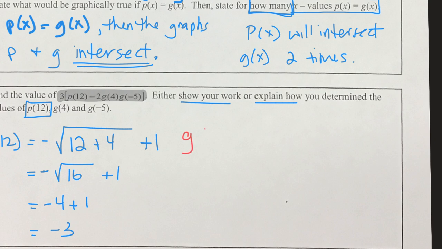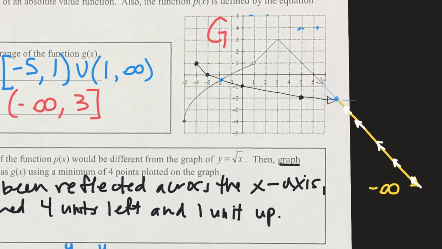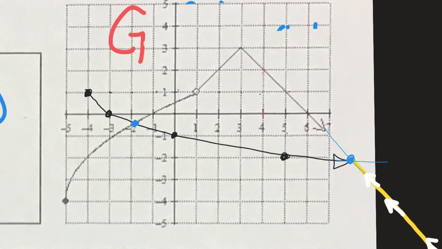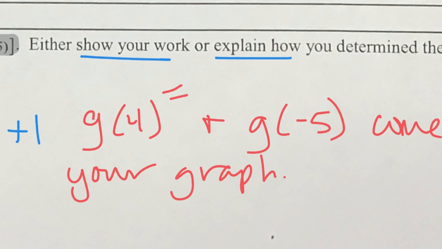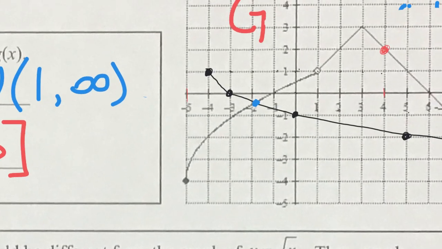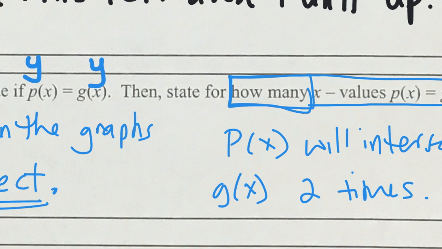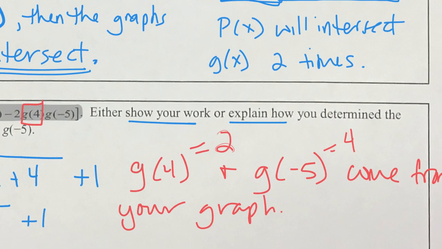Now, what about G of 4, right? G of 4 and G of negative 5 come from where? They come from your graph. Okay, so G of 4 equals, what is the y value when x is 4? A y value of 2. So G of 4 is equal to 2. And G of negative 5, when x is negative 5, the G value is down here at negative 4. Okay, so I have explained how I have gotten G of 4 and G of negative 5.